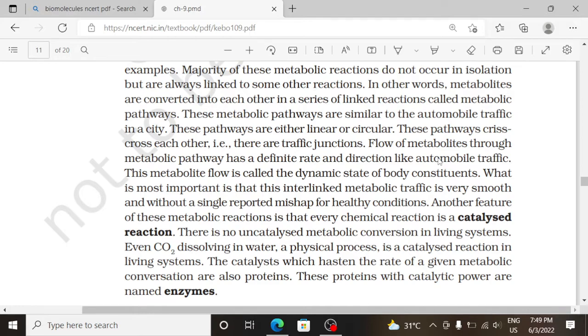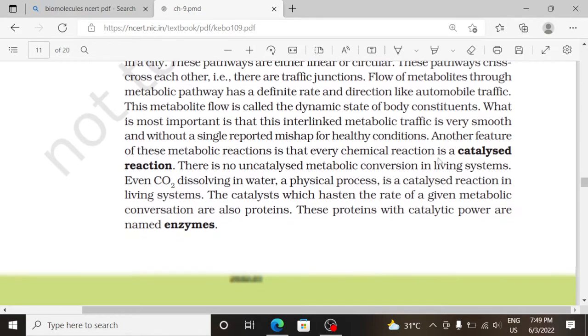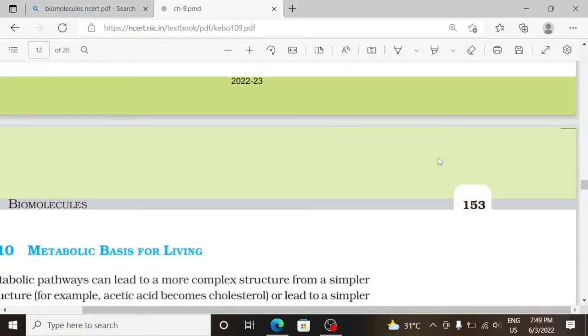Another feature of these metabolic reactions is that every chemical reaction is a catalyzed reaction. There is no uncatalyzed metabolic conversion in living systems. Even carbon dioxide dissolving in water, a physical process, is a catalyzed reaction in living systems. The catalysts which hasten the rate of a given metabolic conversion are also proteins. These proteins with catalytic power are called enzymes.